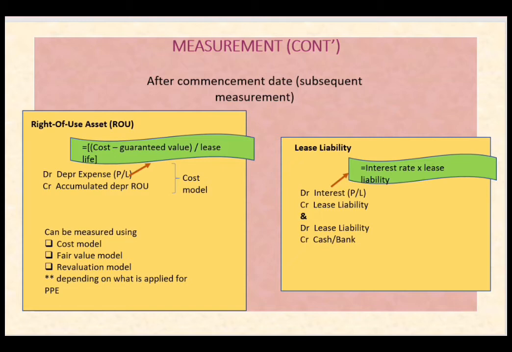For lease liability, the debit is interest, credit is lease liability, right? The formula of interest is interest rate times lease liability, and this interest should be amortized. For the first year of calculating interest, we should use the amount of lease liability that we have already calculated in the initial measurement. After the first year, we have to use the balance of lease liability that we have. After we made the payment, to reduce the lease liability, we have to debit lease liability and credit cash or bank.